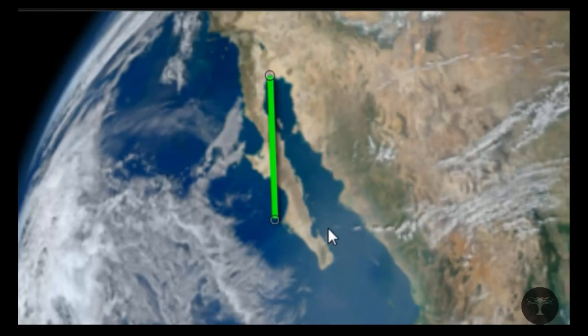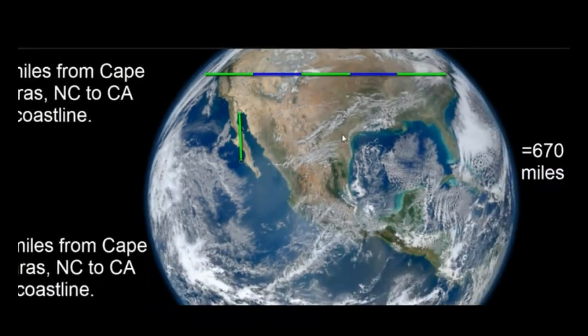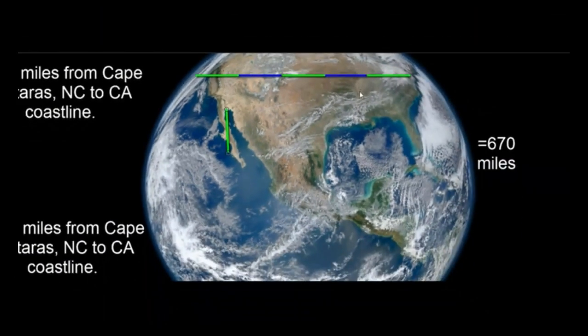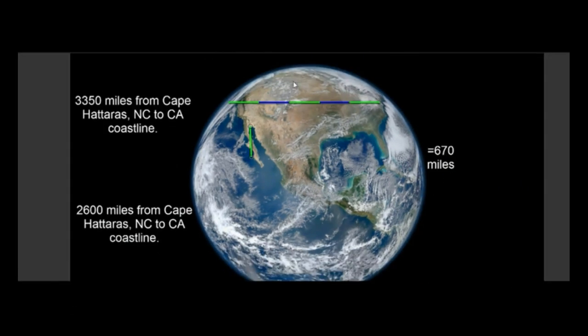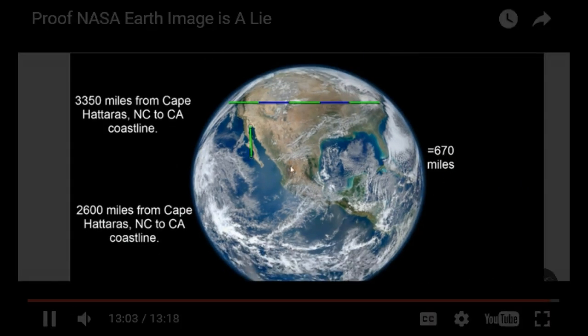So we have proved this to be incorrect two different ways, both on the west-east axis and on the north-south axis. This is a greatly exaggerated North America. Greatly.